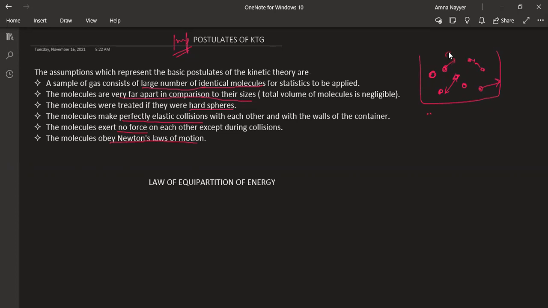This means a molecule will have acceleration, and action and reaction forces will occur. If action and reaction forces occur properly, inertia and all of Newton's laws will be obeyed. Then you have the law of equipartition of energy. This is also a very small, easy topic that you'll be able to manage. Note down the postulates, then I'll tell you the law of equipartition of energy. This is also not very difficult. It is a small topic, but an important one. Please remember all these.